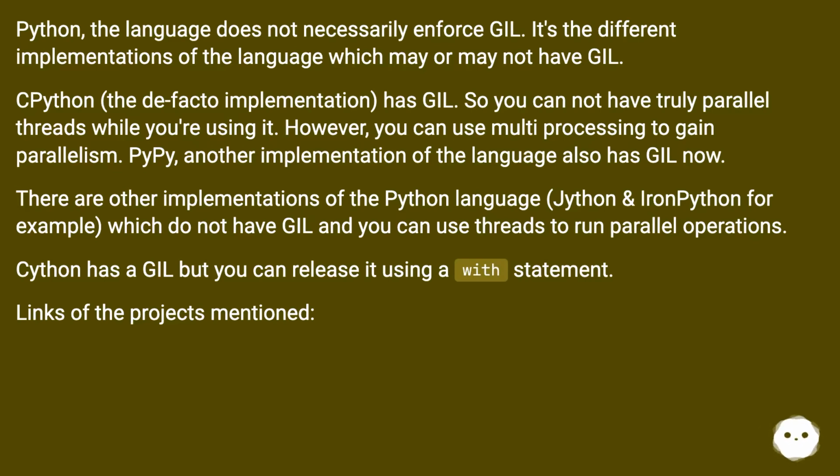There are other implementations of the Python language, Jython and IronPython for example, which do not have a GIL, and you can use threads to run parallel operations. Python has a GIL, but you can release it using a with statement.